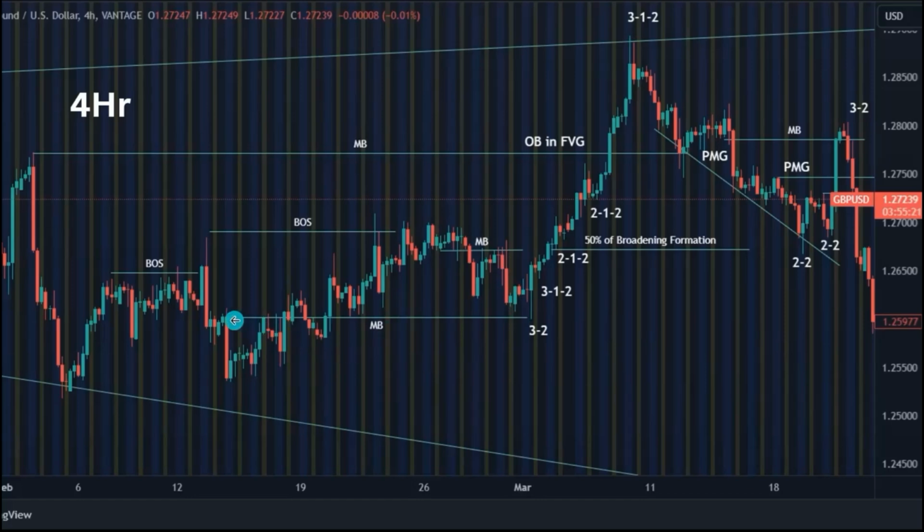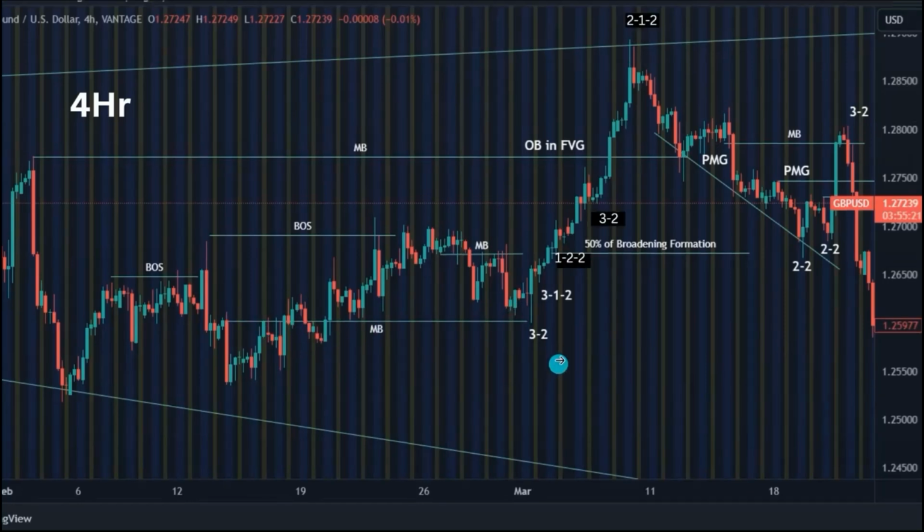Now let's look, we have a mitigation block here. We have a 3, 1, and then a 2, then a 1, 2 down, 2 up. This is the Strat pattern. Then a 3, 2 pattern to the upside, and then a 2, 1, 2 pattern to the downside at the top of this broadening formation. And if we look and see, this mitigation block is what made that 3, 2 pattern happen. We also have a second mitigation block that this pattern responded to.